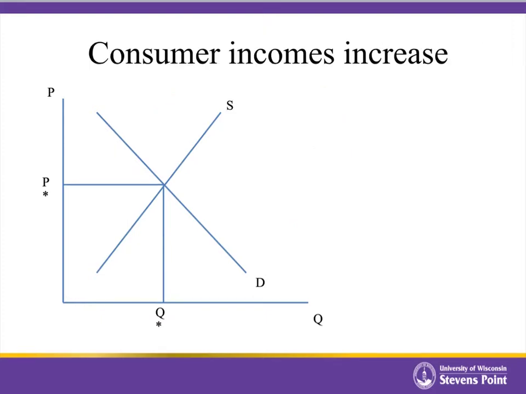Next shift, consumer incomes increase. So with this one, we have to be careful. Is tea a normal good or an inferior good? So let's start with saying, well, I'm going to suppose that tea is a normal good. So why might we think tea is normal?